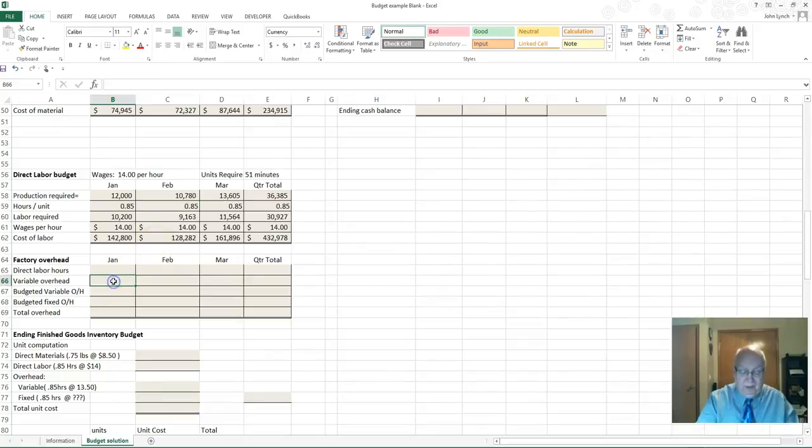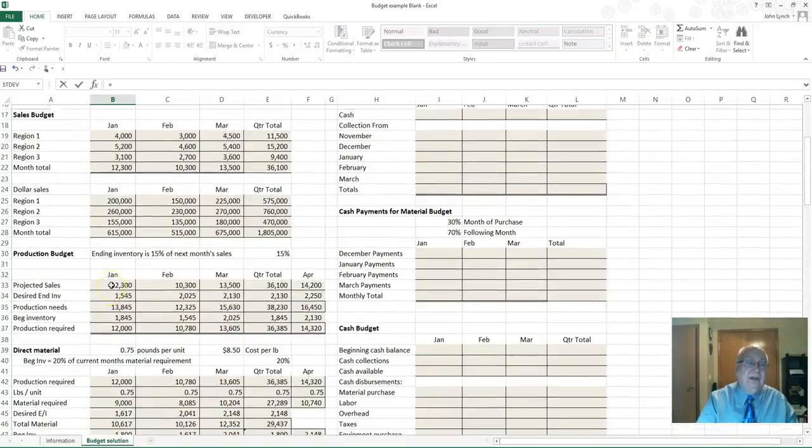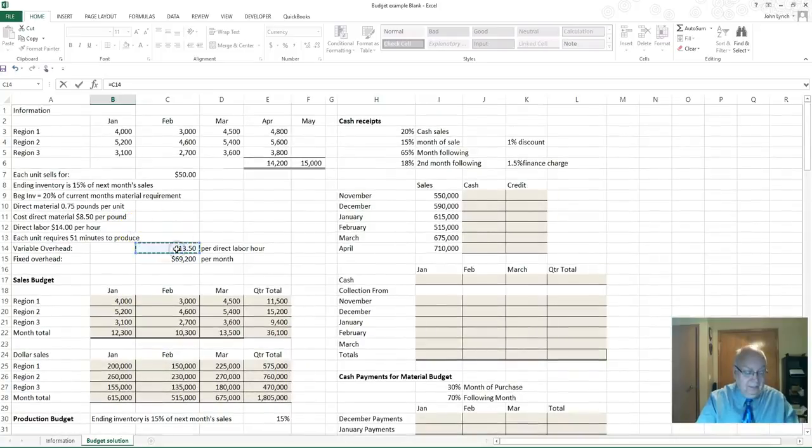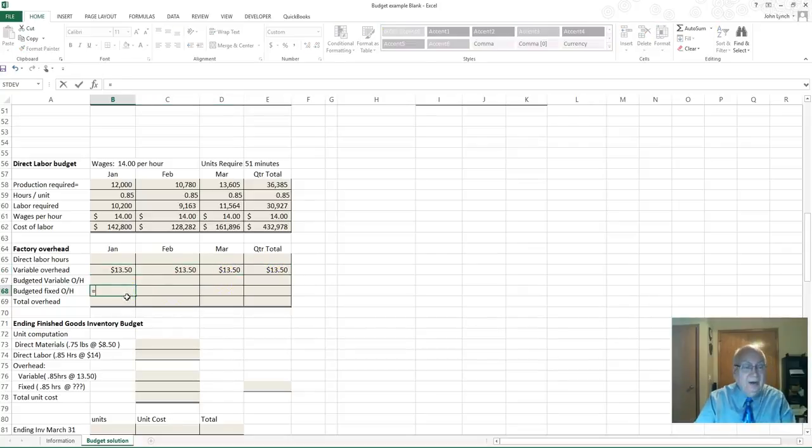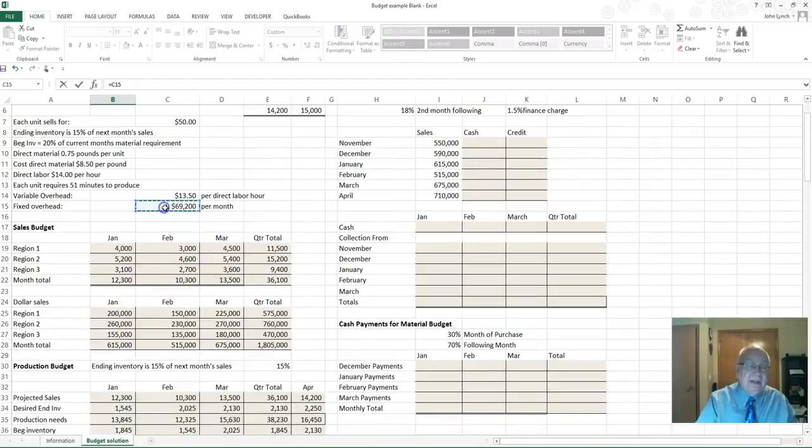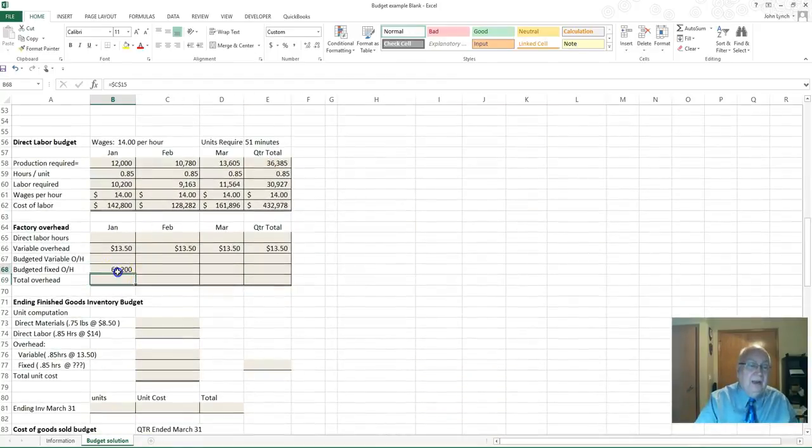So what we'll do here is we can actually bring in the $13.50, and that's the variable cost per direct labor hour. So we'll take that across, and over here we'll bring in the $69,200, and don't forget to absolute value it, and we'll take that one across. Now, for the direct labor hours, since it's based off direct labor hours, we want to bring in the $10,200. Don't forget to bring in the hours, not the cost. It makes a huge difference.